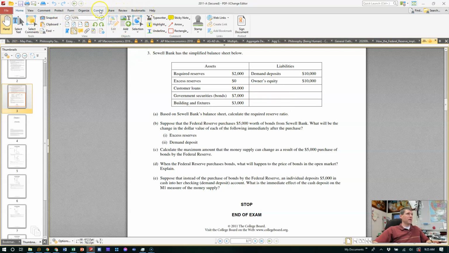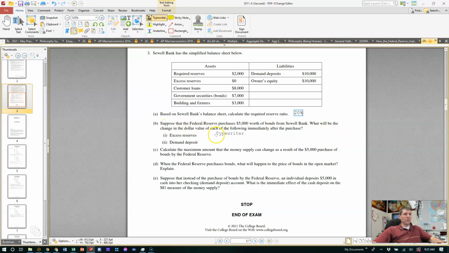All right, let me see if I can find, select text, rectangles, comment, typewriter, that'll work. So our answer here would be 20%. All right, why? Because 2,000 out of 10,000 is 20%.